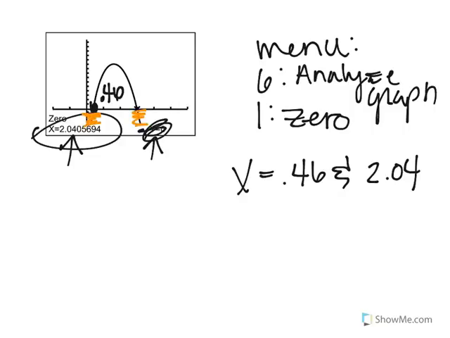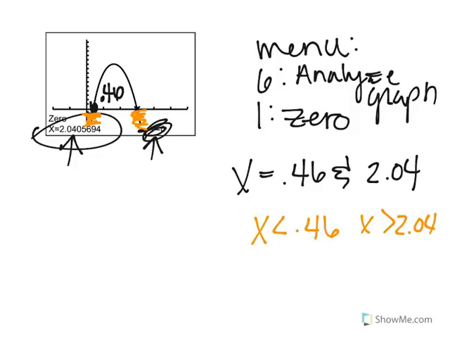So it's happening where x is less than 0.46 and where x is greater than 2.04. So in words, that means that the ball is within 15 feet of the ground for the first 0.46 seconds of the flight, and again after 2.04 seconds until the ball hits the ground at 2.5 seconds.